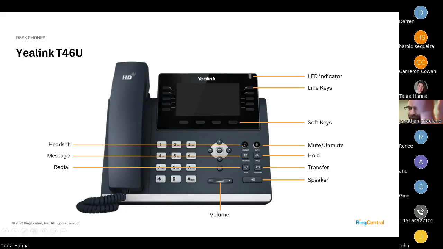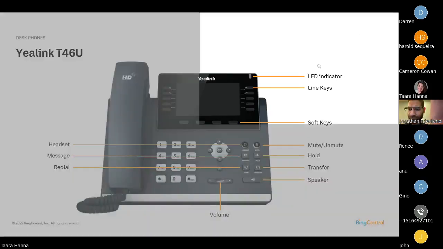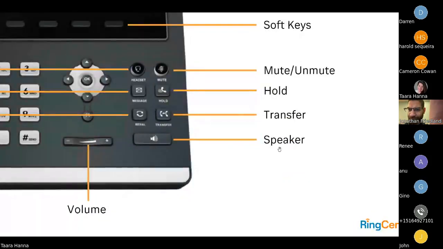Then you'll also see additional buttons on that desk phone, and I'm going to zoom in here to make it a little easier to see. There's a headset button. If you have a headset connected, you can use that to make or receive a call using the headset. You can mute and unmute yourself. You can check your voicemail messages. There's a hold button so you can place people on hold or bring them back. There's a redial button, transfer, and of course a speakerphone.